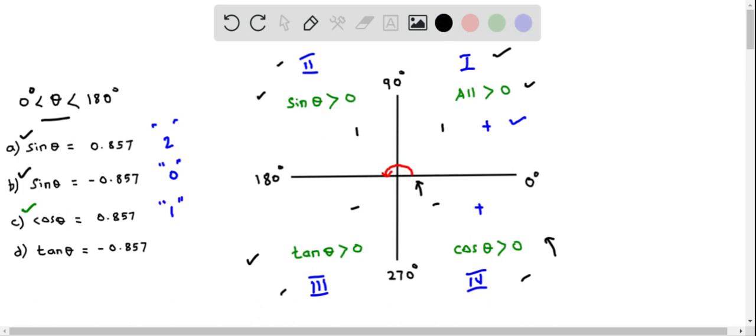And now let's do the last one, that is tangent of theta equals negative 0.857. First let's understand in which quadrant tangent theta is negative. Clearly tangent theta is negative in quadrant 2 as well as in quadrant 4. Since theta lies between 0 and 180 degrees, in this range we have only one solution. So we see that this equation has only one solution.